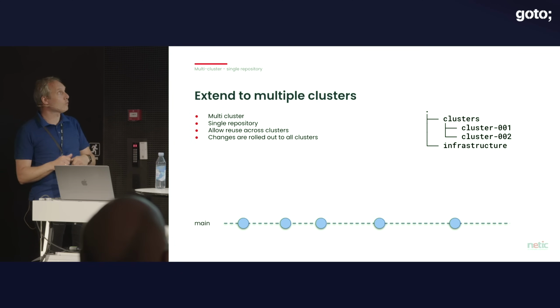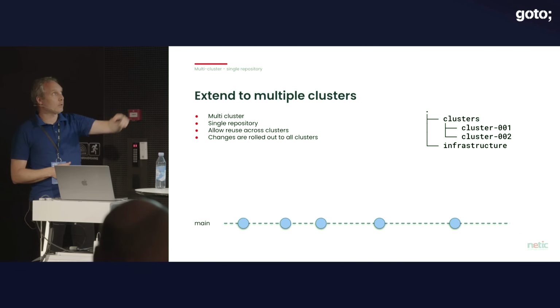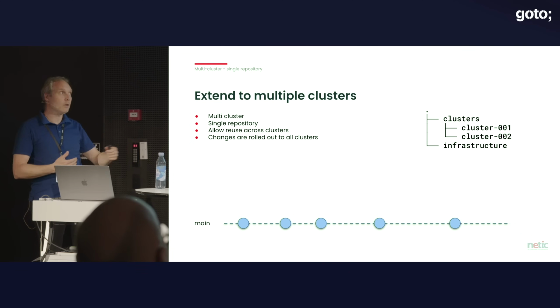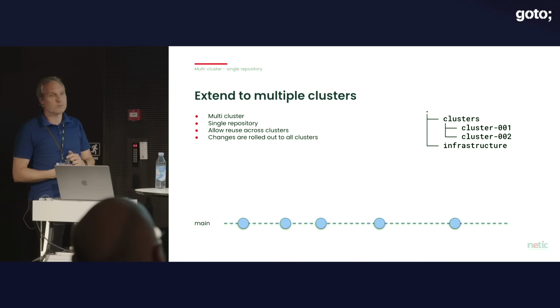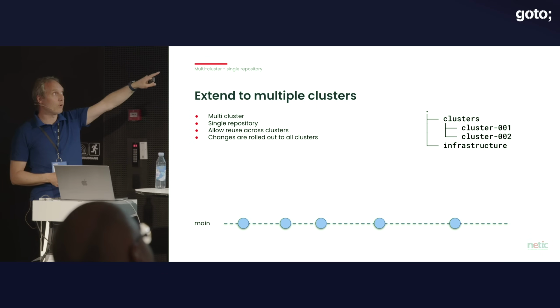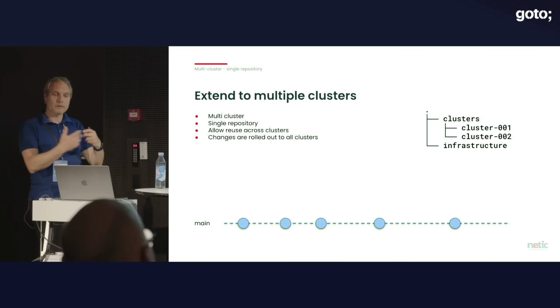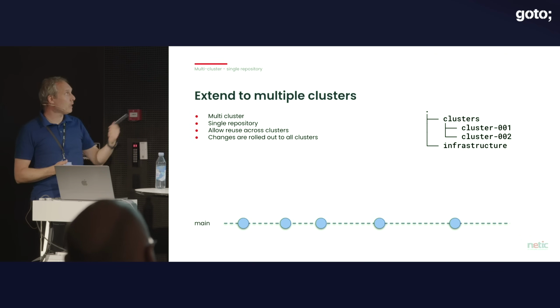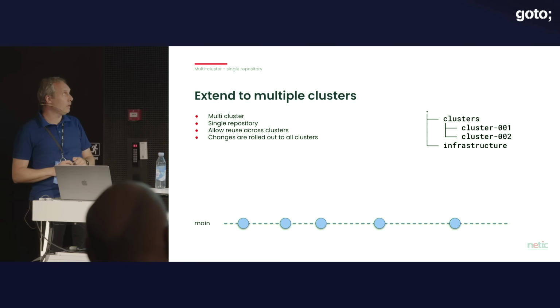So basically now I want to apply stuff from the cluster 1 folder to my cluster 1, and stuff for cluster 2 in the cluster 2 folder, right? And then Kustomize allows us to include stuff. So I can include the infrastructure folder for both cluster 1 and 2. Anything that goes into the infrastructure folder will be applied to all of my clusters. That would be a simple way of handling multiple clusters. And again, as before, every time I do a commit on the main branch, it will roll out to whichever clusters are affected by that change, right?